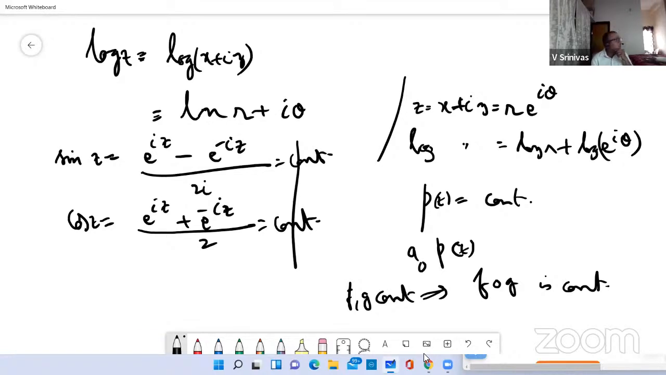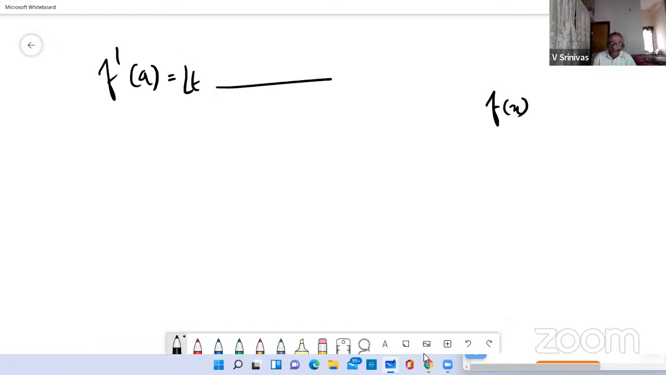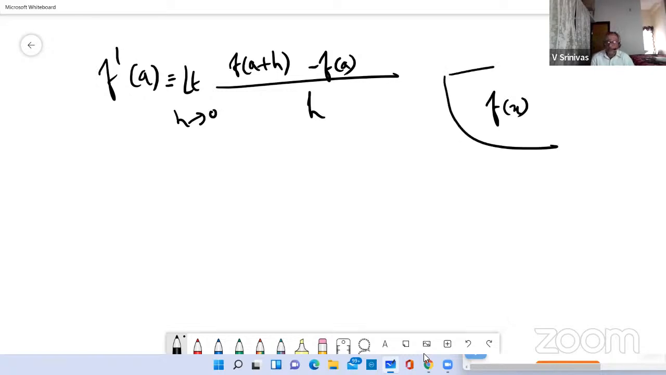Right. And what else? I'm not able to do the derivative. Do you remember how we defined f dash a when your f is a real valued function of a real variable at a point x equal to a? How did you define derivative? What is derivative geometrically? How did we define this? f dash a is defined to be the limit of f of a plus h minus f of a by h as h goes to 0. Okay, this is how we define it.